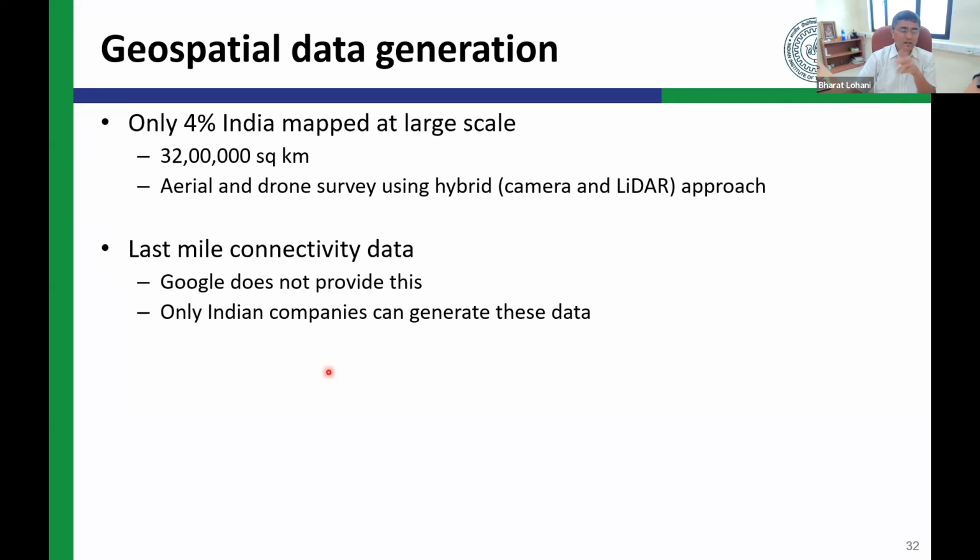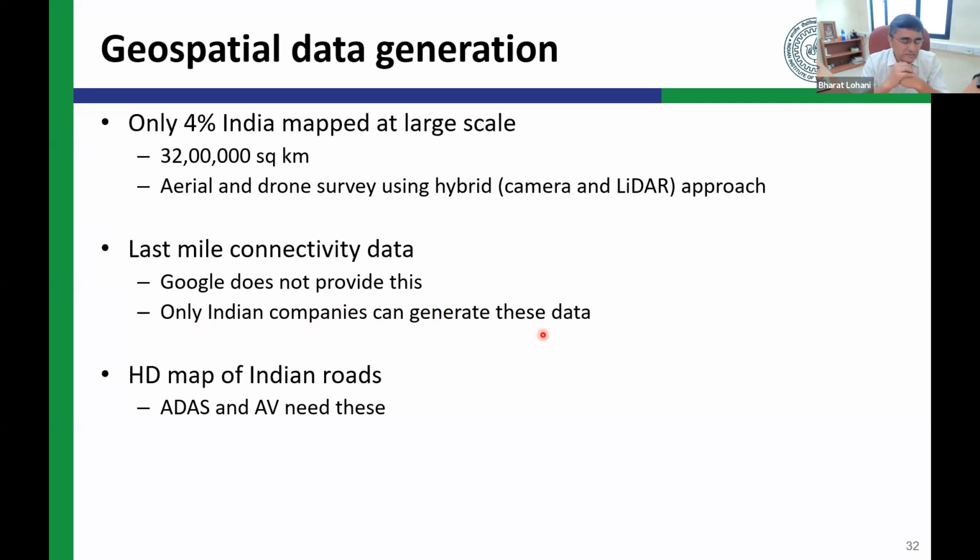So there is a lot of scope to generate this last mile connectivity data in India. And the good thing is only Indian companies can generate this data. As I said, because this data will be of accuracy better than 3 meters. Any data better than 3 meter accuracy, so 10 centimeter, 15 centimeter, 1 meter, 2 meter, these can't be generated by foreign entities. So that's why there's a big opportunity for this.